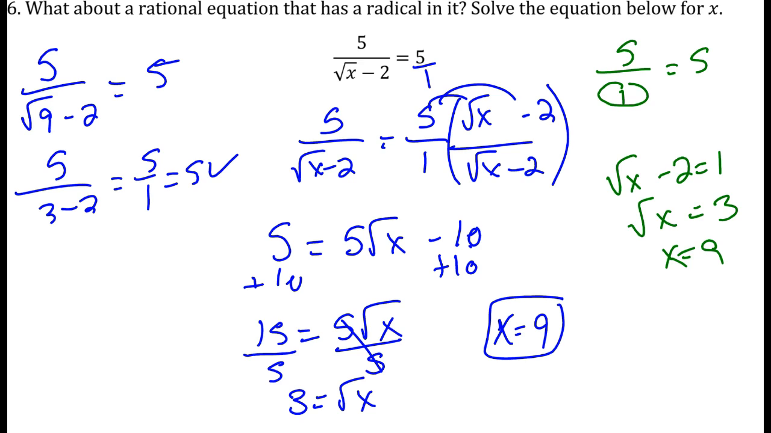Don't forget that we can solve these graphically, though. Solving equations graphically is such a powerful tool. Throw one side in y1, the other side in y2. It's a quick way to check your solutions as well.